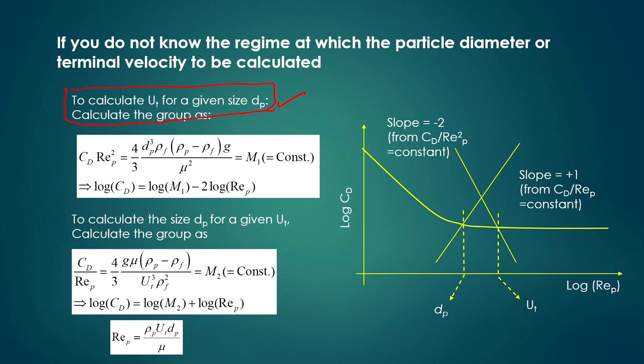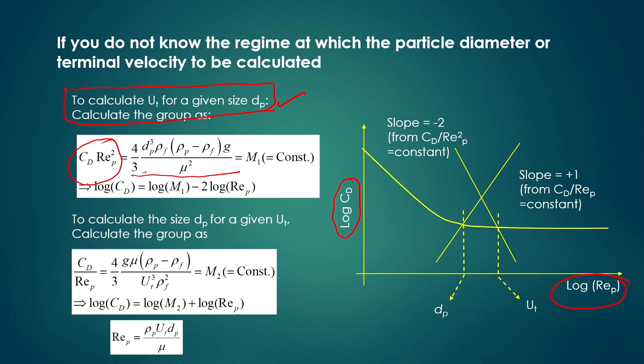So in this case, what you have to do? You have to first consult a graph of log CD with respect to log REP, the experimental data available in the textbook. After that, you have to calculate CD into REP square as per your problem, from your known values. So what is CD into REP square? After substitution, we get CD REP square equal to 4 by 3 dp cube rho f into rho p minus rho f by mu square into g.